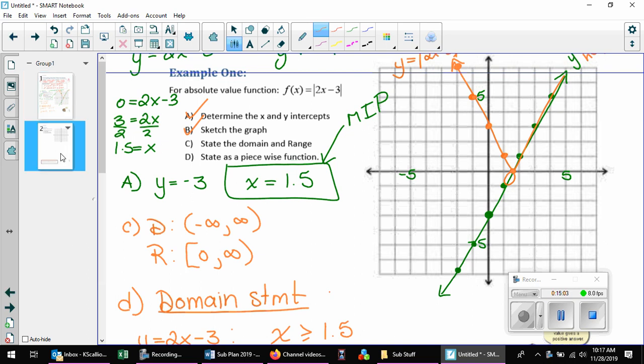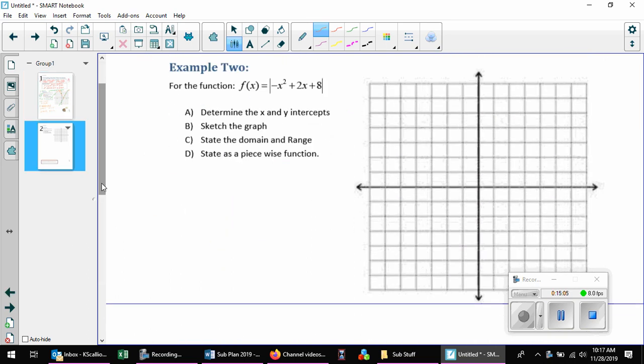Okay, so determine the x and y intercepts. I got the first one. Okay. We're good. Okay. Maybe we should have done this lesson before you did your review.